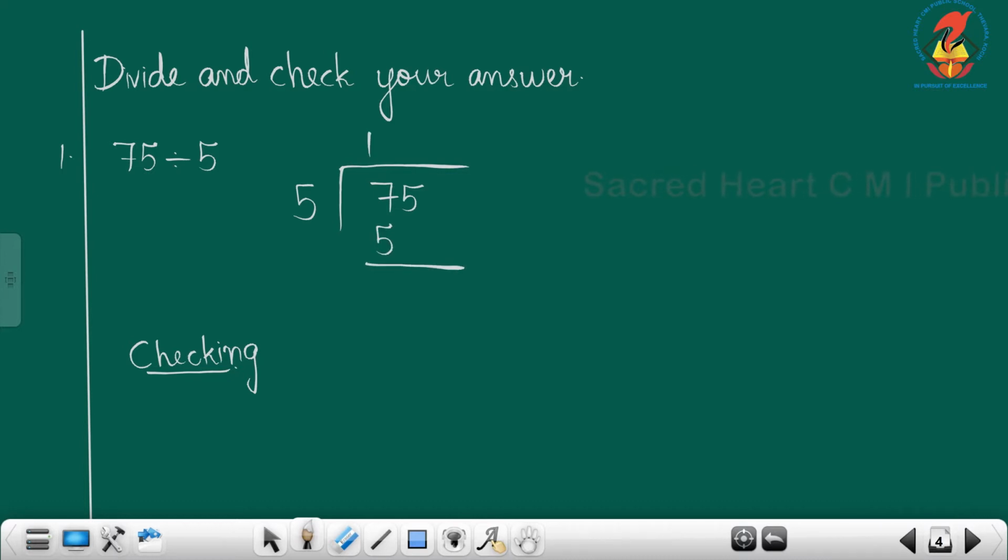Then what is the next operation? It's subtraction. 7 minus 5, its answer is 2. So next number, bring it down. So now our number is 25.